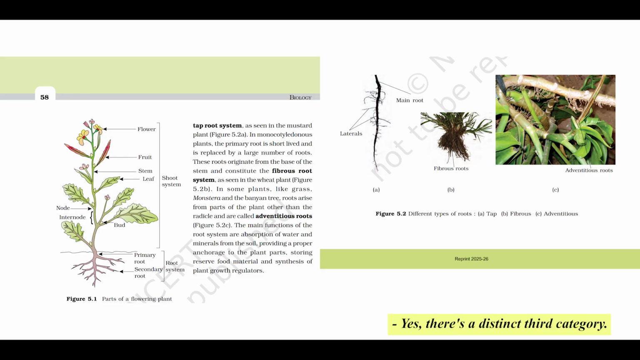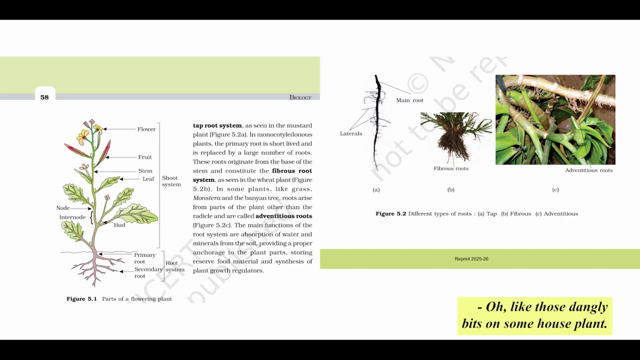Yes, there's a distinct third category, adventitious roots. These are roots that arise from any part of the plant other than the radicle. Their unconventional origin is a key differentiating factor. Think about the incredible diversity here. In grass, roots can emerge from the nodes along the stem. The intriguing monstera plant develops aerial roots that dangle down.